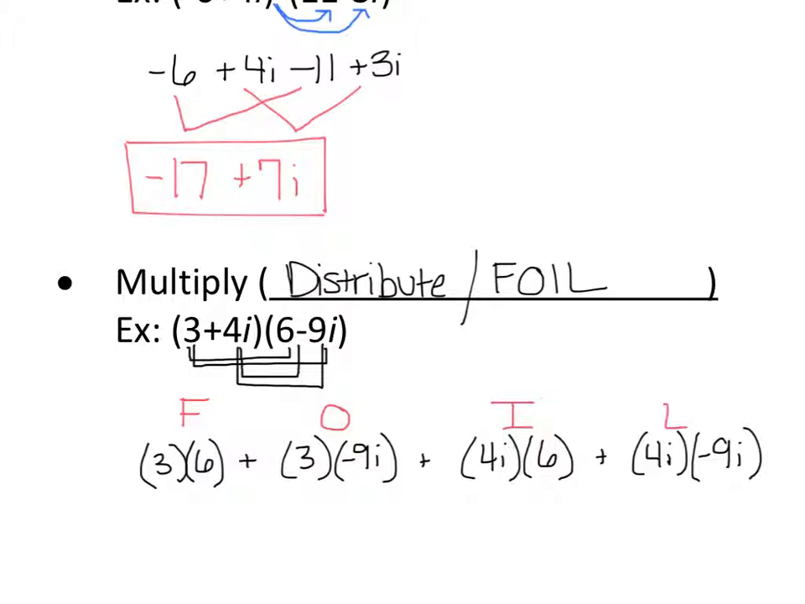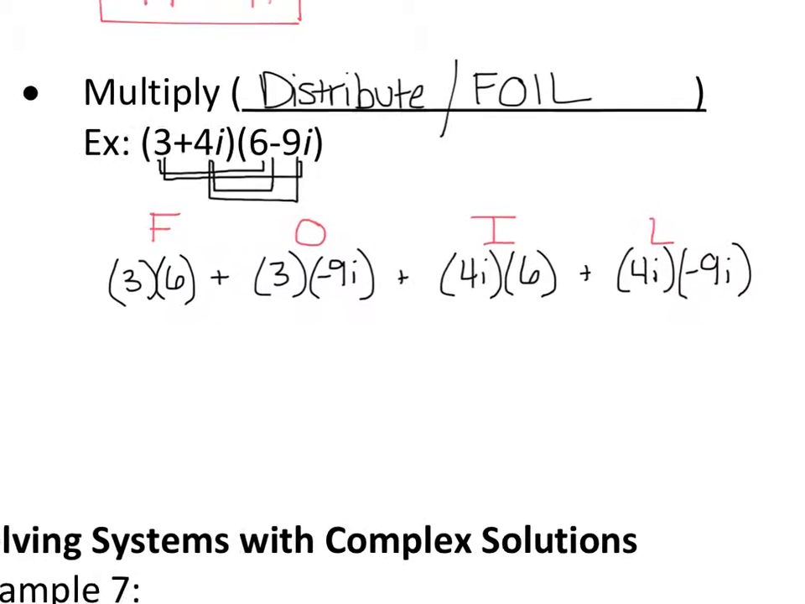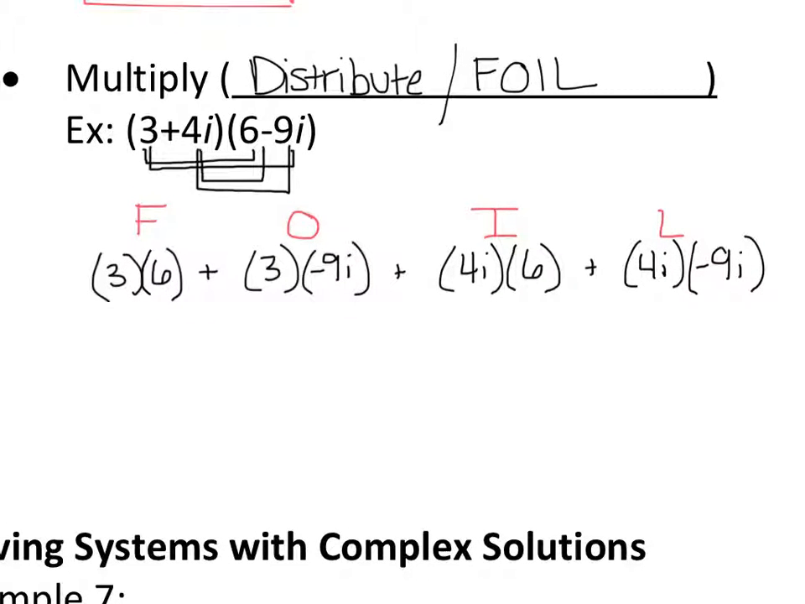All right, so let's simplify this now. So 3 times 6 gives me 18. What is 3 and negative 9i? Negative 27i. 4i and 6 multiplied is 24i. And then 4i and negative 9i. Negative 36. What's i times i? i squared. Ooh, tricky. Yes. i times i is i squared.